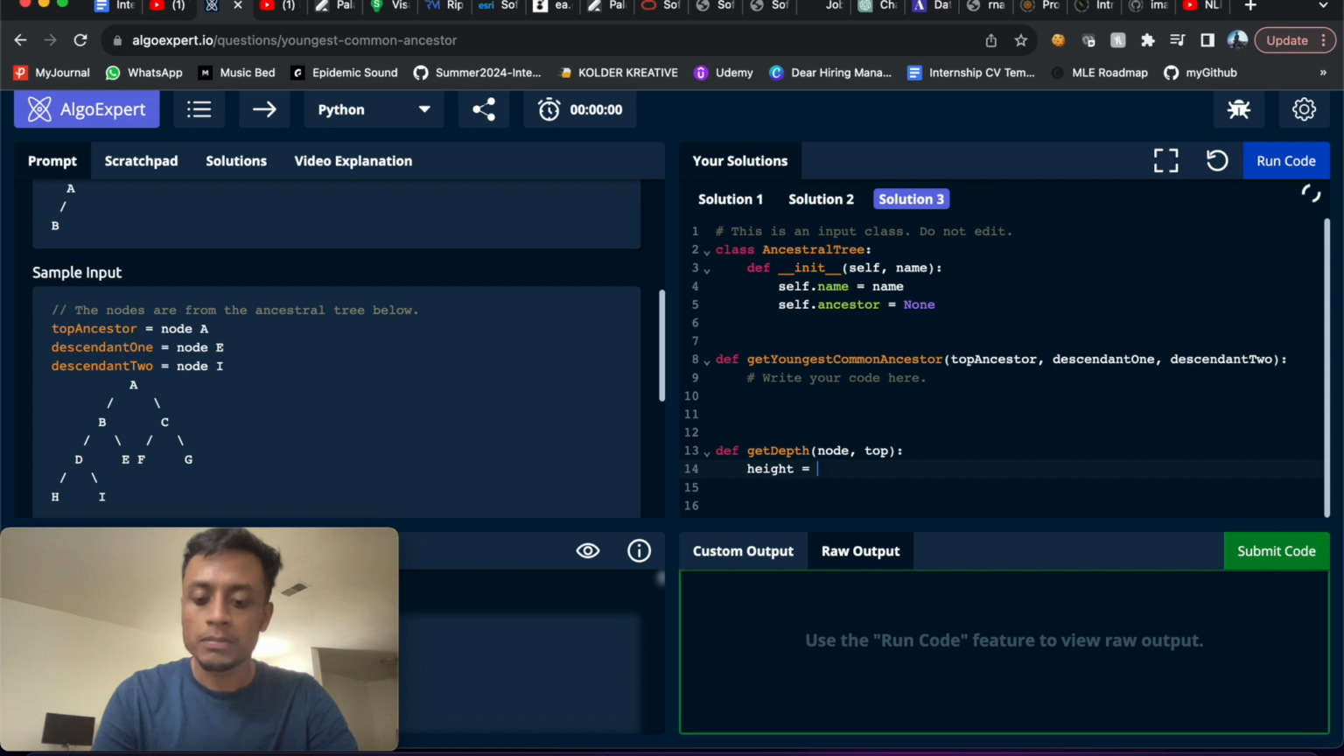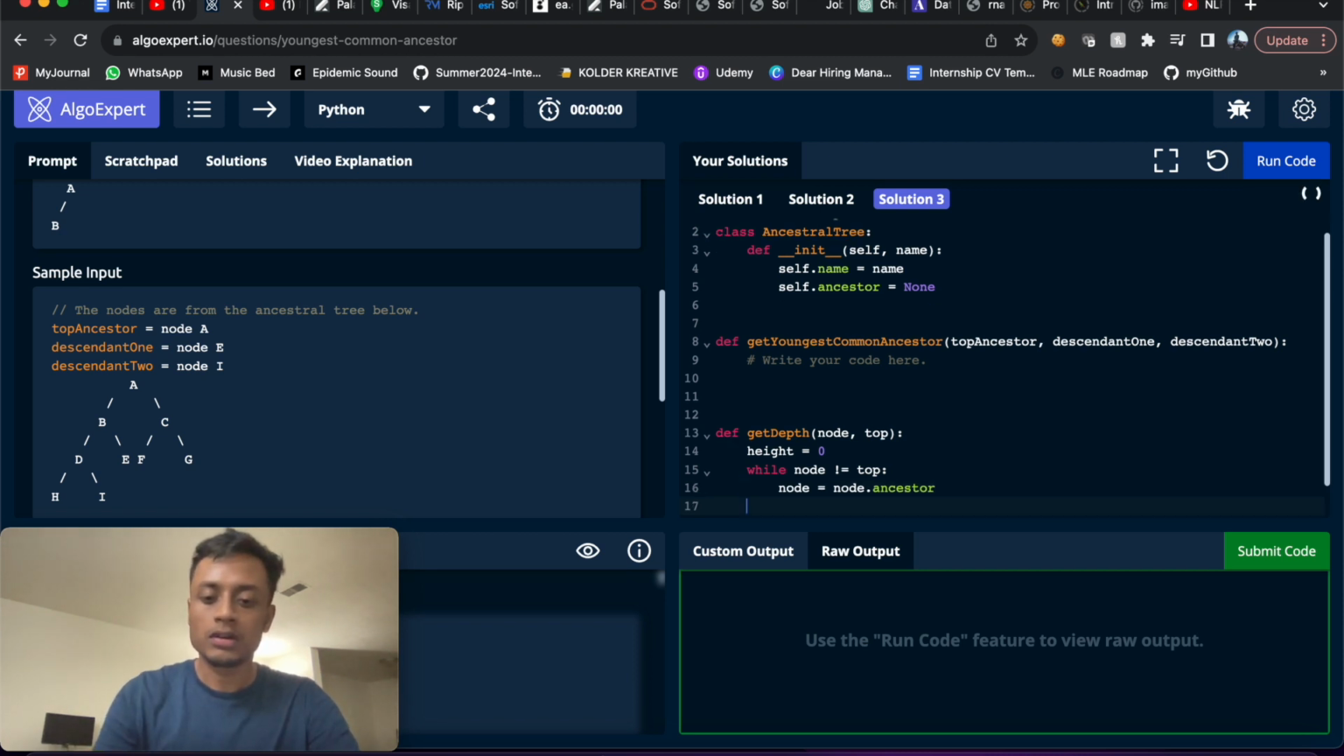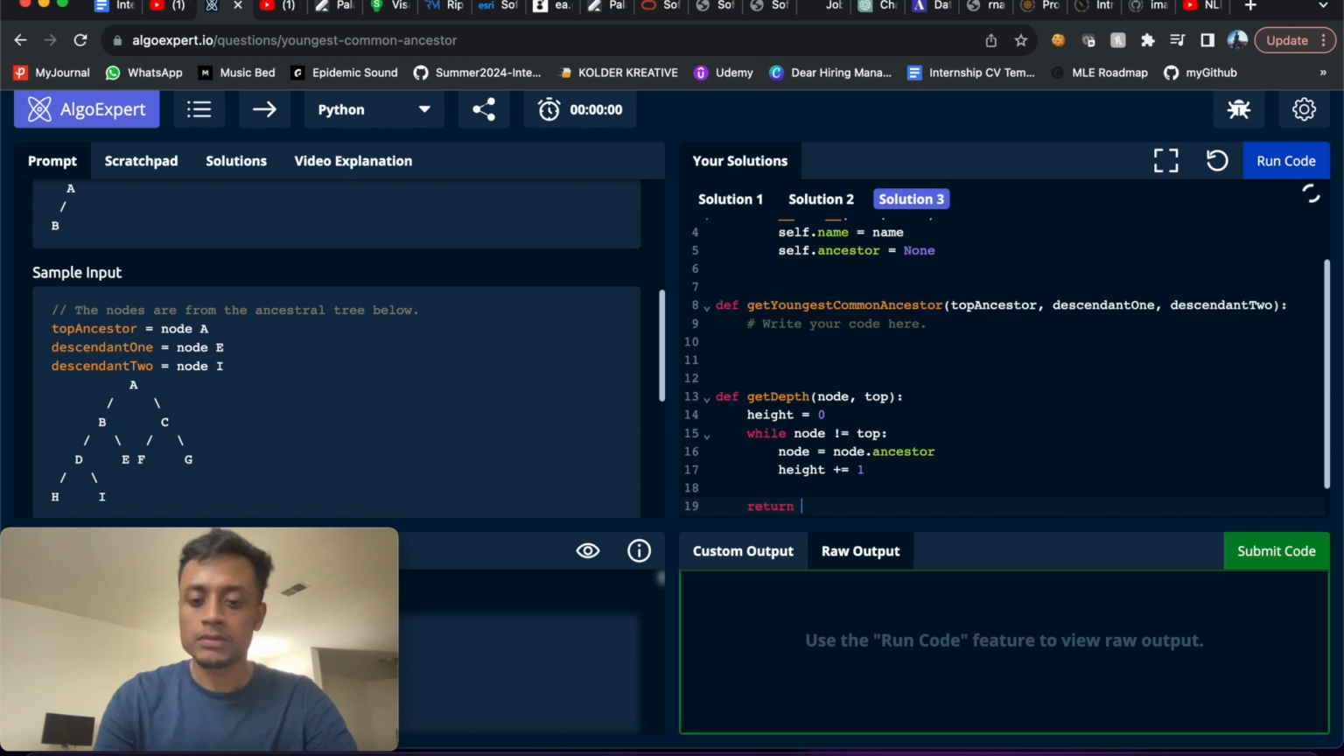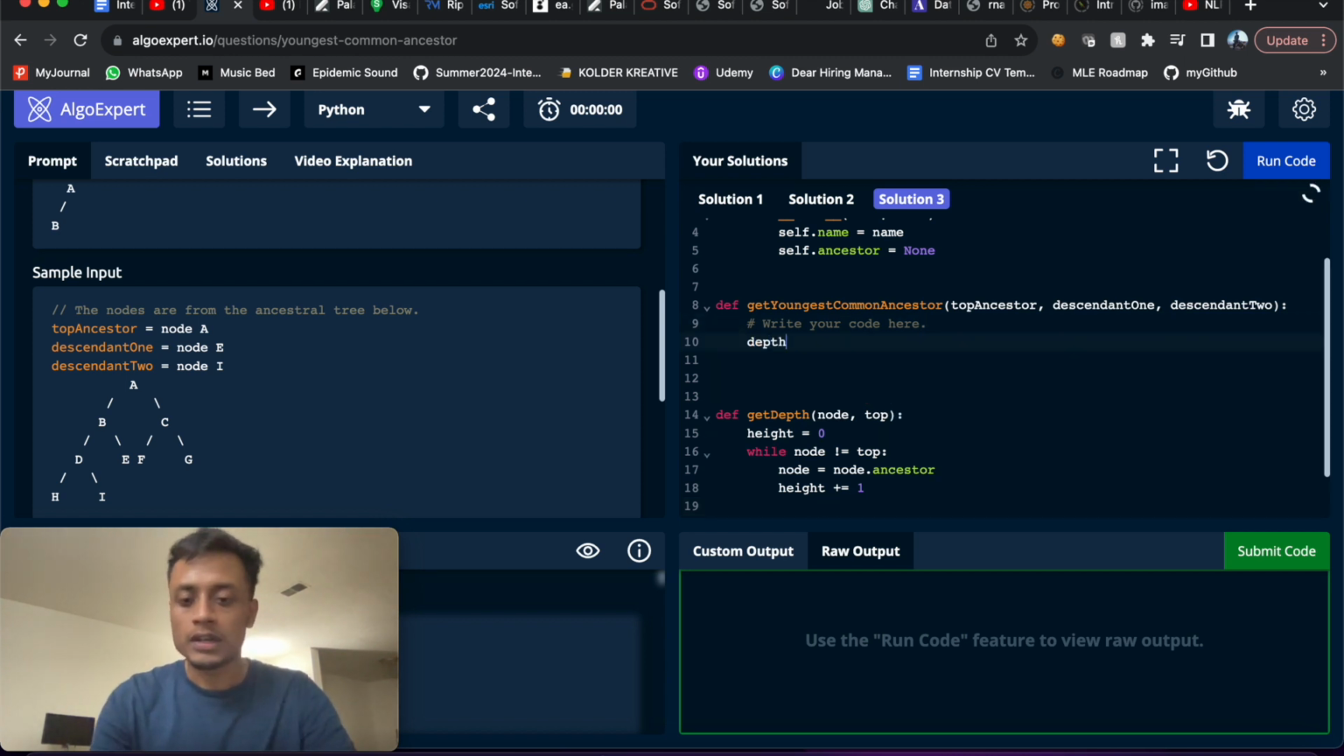I'm going to keep height equal to 0, and while node is not equal to top, I'm going to keep going up the node that I'm receiving, and I'm also going to increment the height variable. When it eventually goes to the top, I just return the height. I think this is simple enough, so we can get both depths using this method.